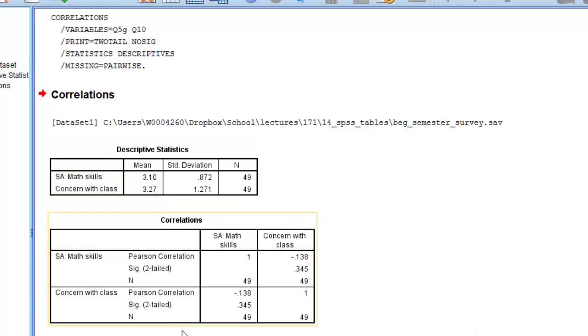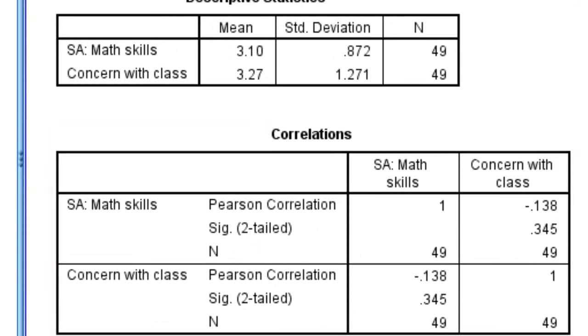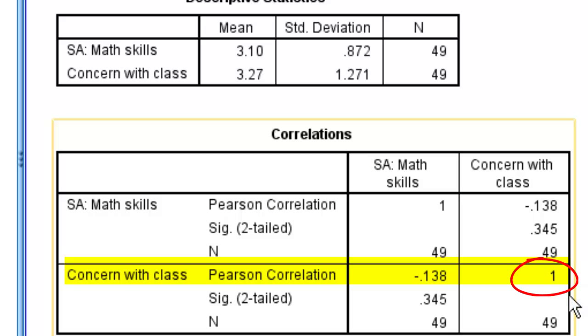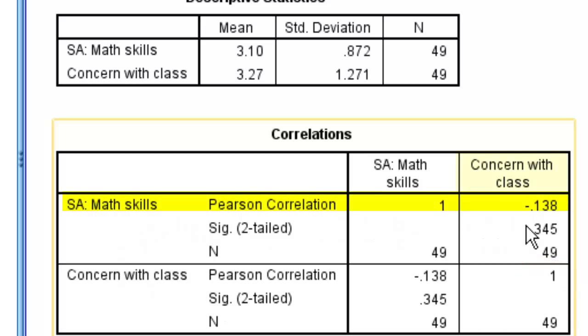But if we go to this correlations table, now you can read the table. How is math skills correlated with math skills? What a surprise, that's a perfect 1.0 positive correlation. The same thing with concern for class: that's going to be a 1.0 positive correlation. But now if you look at math skills in comparison with concern for class, how well are those correlated? You see a negative 0.138.